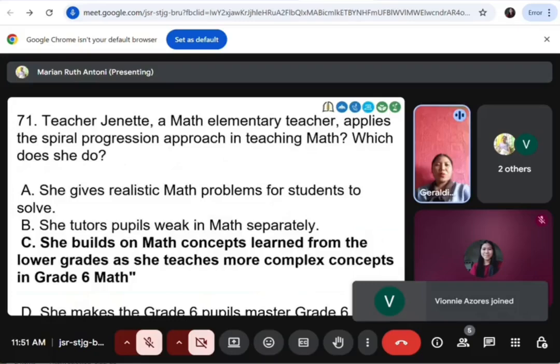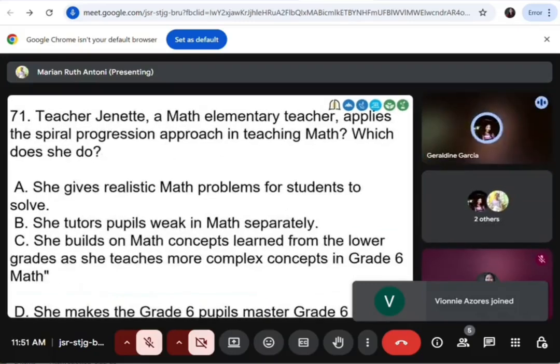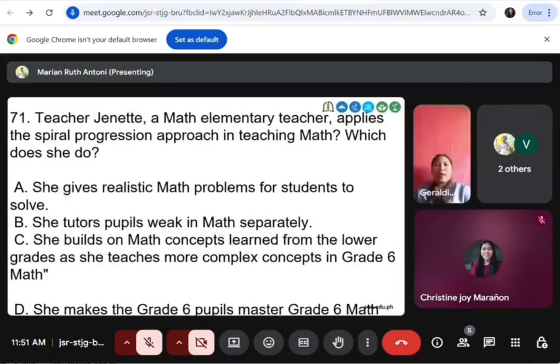Number 71. Teacher Jeanette, a math elementary teacher, uses the spiral progression approach in teaching math. Which does she do? A. She gives realistic math problems for students to solve. B. She tutors pupils weak in math separately. C. She builds on math concepts learned from the lower grades as she teaches more complex concepts in grade 6 math. Or letter D. She makes the grade 6 pupils master grade 6 math concepts all at once.